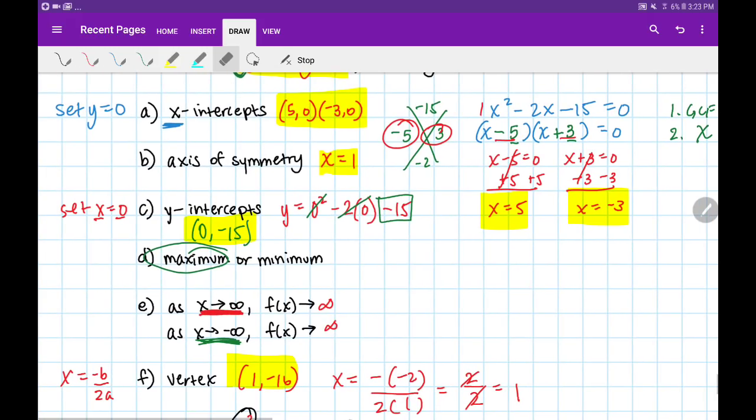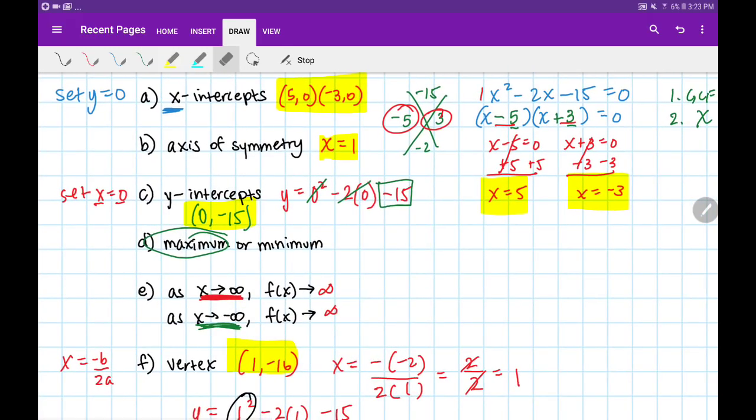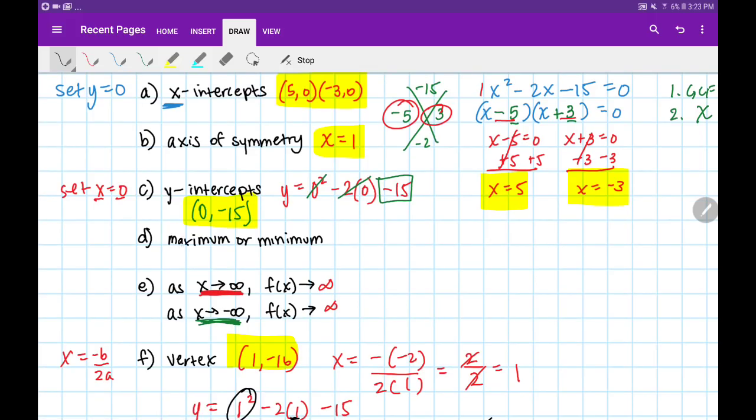If you notice, we're actually all done with the problem. Let me highlight our answers really quick. Our x-intercepts, there they are. Our axis of symmetry was 1. Our y-intercept was negative 15. Oh, I chose the wrong answer here. So this was actually a minimum, because it was facing up. So we had a min. We have our end behavior all filled in and our vertex.